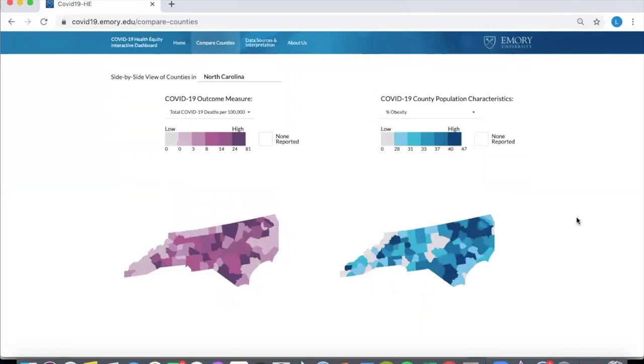Visualizing on the dashboard in North Carolina, we can compare the death rate on the left with obesity on the right.